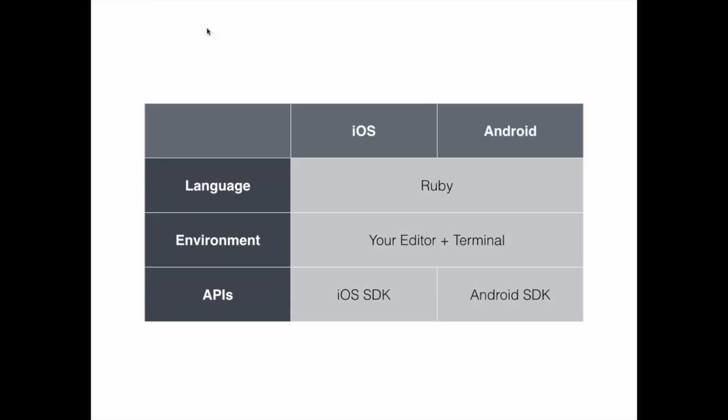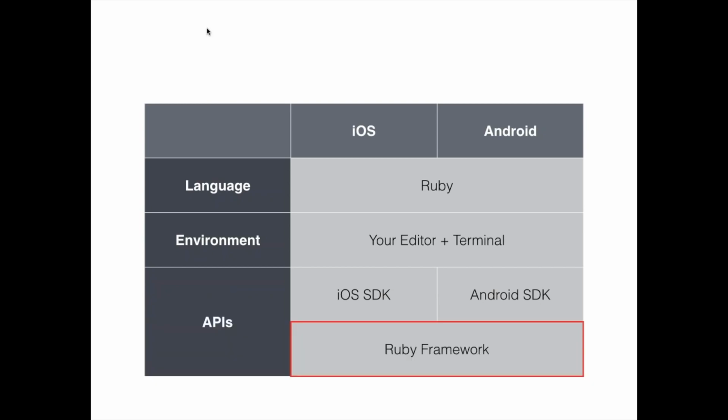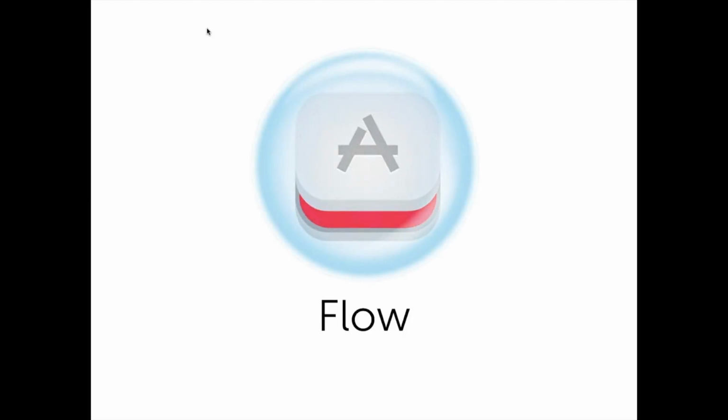So we've been thinking a lot and working a lot, and we believe that we have a better approach for this issue. And our solution is to introduce some sort of a layer on top of the iOS SDK and the Android SDK, a framework, basically, a Ruby framework, which would be fully cross-platform and which would provide a set of APIs that work on both platforms, allowing you to have only 1 code base. And that solution is called Flow.